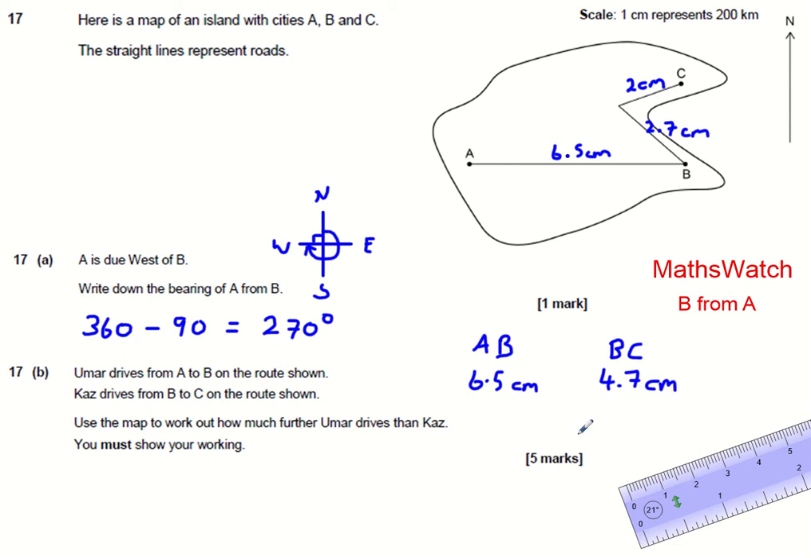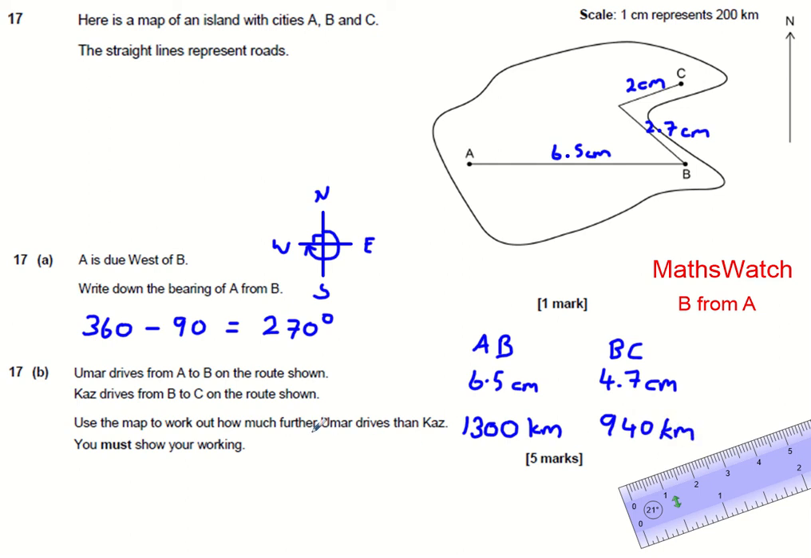We can now use our scale. On the scale we say that 1 centimetre represents 200 kilometres, so for every 1 centimetre it's 200 kilometres in real life. So if we've got 6.5 centimetres and 4.7 centimetres, we can multiply both of those numbers by 200 to work out their real life counterparts in kilometres. 6.5 times 200 is 1,300, so that's representing 1,300 kilometres. And 4.7 times 200 is 940 kilometres.